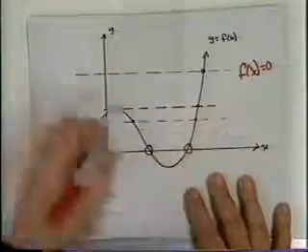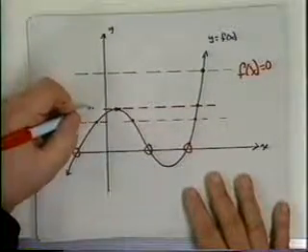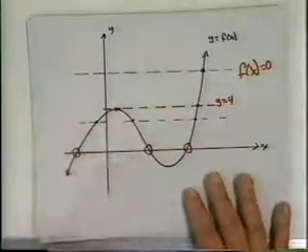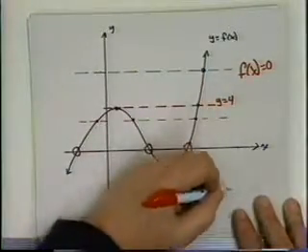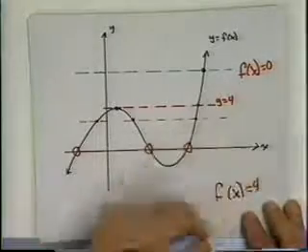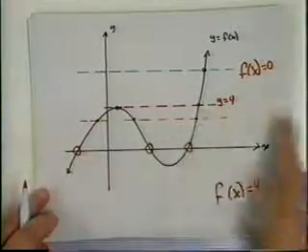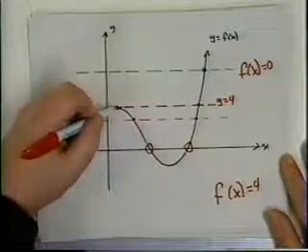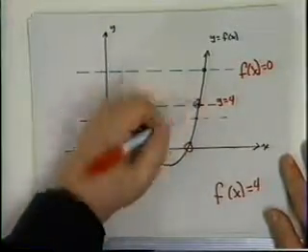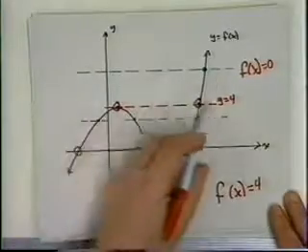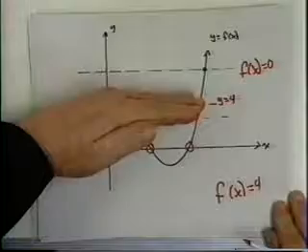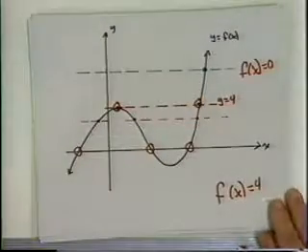Suppose this is the line y equals 4. How many solutions will there be to the equation f of x equals 4? Well, how many times does this line y equals 4 meet this curve? It meets it once over here, and once over here, so there's only going to be what now? 2 solutions. See, notice that raising the line is the same as lowering the curve.